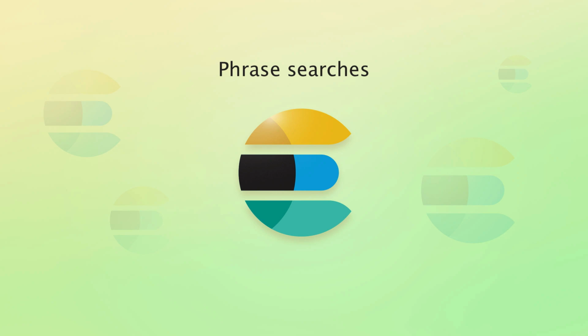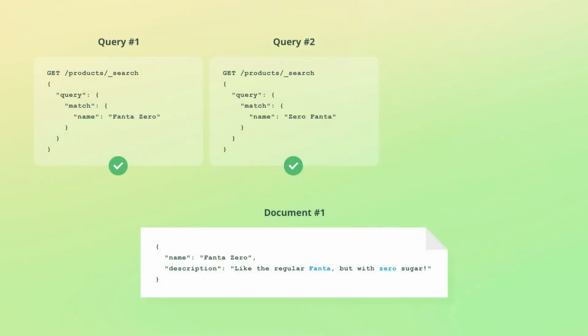A bit earlier we covered the match query. By default, a value matches if at least one of the specified terms appears anywhere within the field value. The terms may appear in any order as shown in the following example. Here you can see how searching for Fanta Zero and Zero Fanta will yield the same results. The terms also don't have to be adjacent as shown in this query that searches the description field.